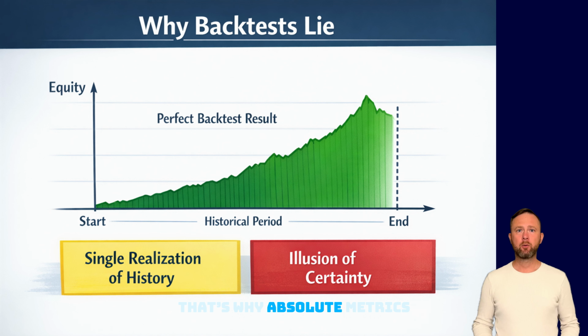That's why absolute metrics like net profit, Sharpe, or win rate are just outputs. They do not prove structural validity. Instead, ask, how does the system behave when regimes change? Does it degrade gradually or collapse suddenly? Does risk expand under stress or remain bounded? A single backtest can never answer that.